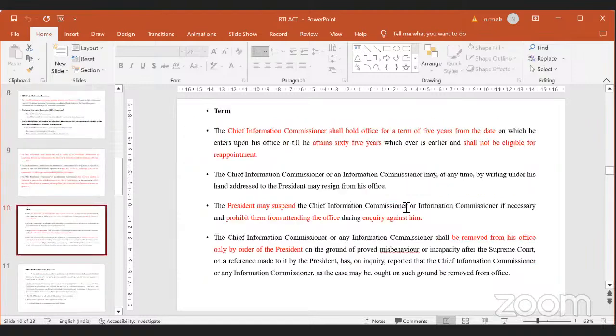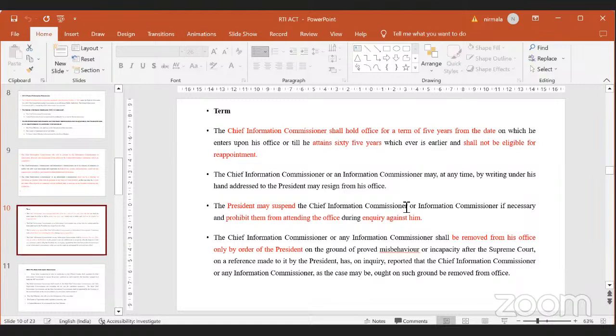If you see the term of the Central Information Commission members, that includes the Chief Information Commissioner of the Central Information Commission. He or she holds office for a term of 5 years from the date upon which he takes over the charge as the Chief Information Commissioner, or till he attains the age of 65 years, whichever is earlier. And the Chief Information Commissioner is not eligible for reappointment.